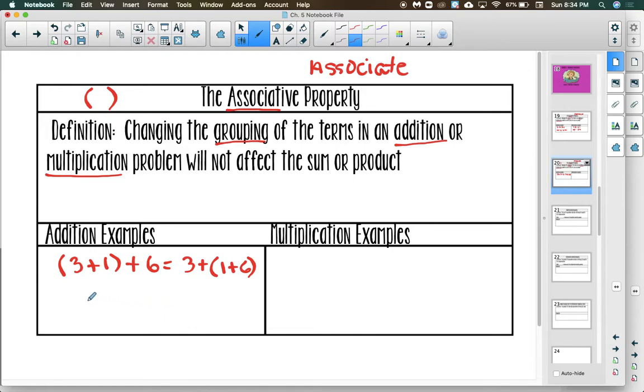And if we followed the order of operations and solved both sides, 3 plus 1 is 4, 4 plus 6 is 10, 1 plus 6 is 7, 3 plus 7 is 10. We get 10 on both sides.